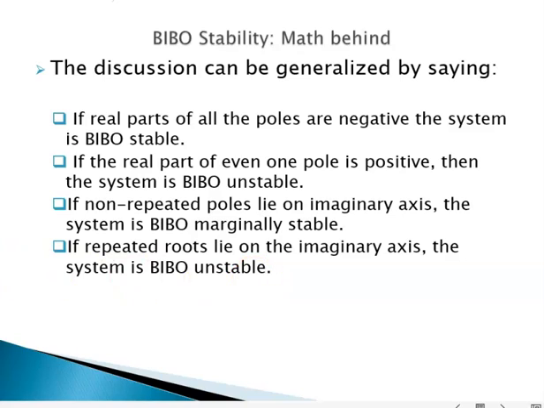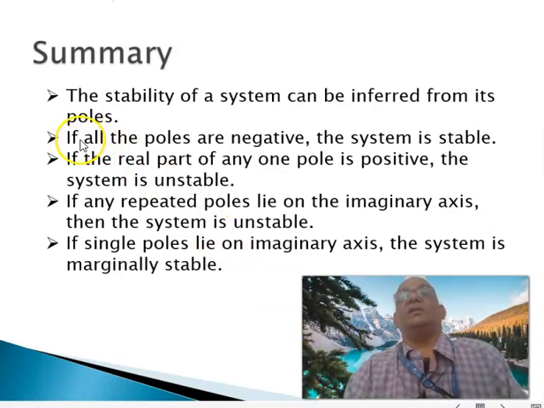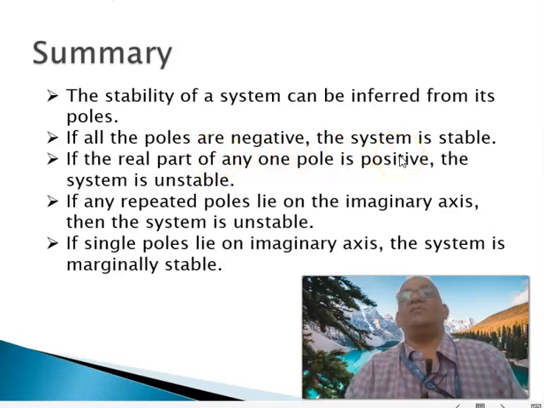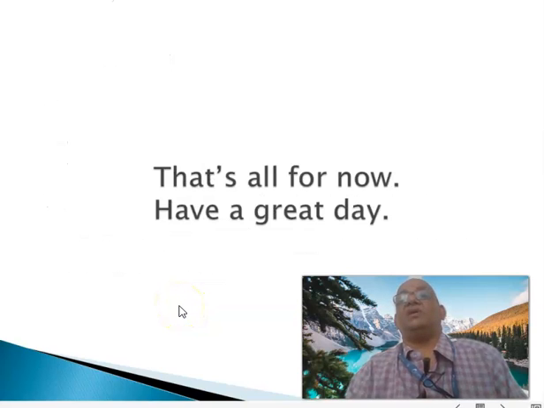So that's all we have. We can summarize this as given here. The stability of a system can be inferred from its poles. If all the poles have negative real parts, the system is stable. If any one has a positive real part, then the system is unstable. Repeated poles on the imaginary axis, the system is unstable. If non-repeated poles lie on the imaginary axis, the system is marginally stable. I think that's all we have for now.